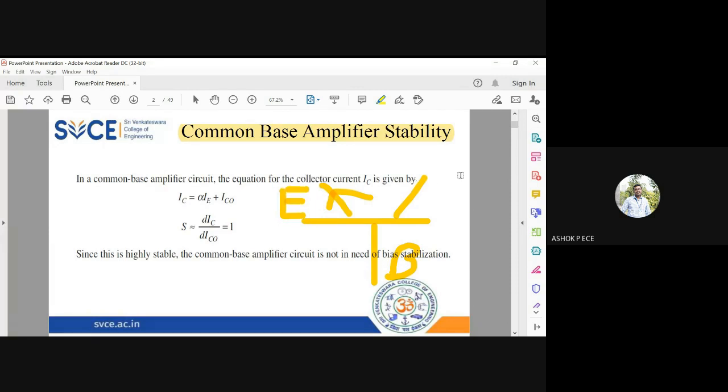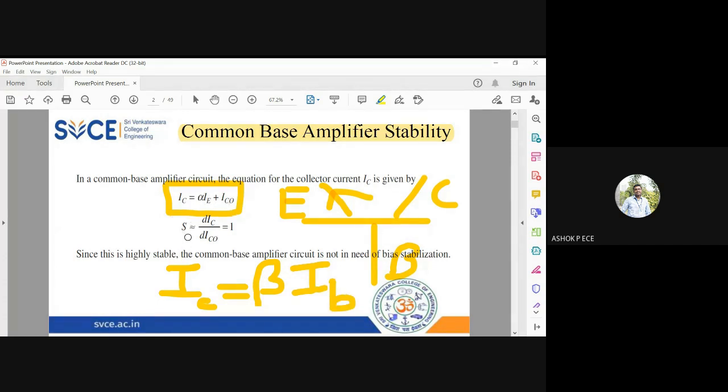There are three types of configurations: common base, common emitter, and common collector. Whichever term comes after the word common is the one that is grounded. So base is grounded, input is emitter, output is collector. This is the current equation for a common base amplifier: IC equal to alpha into IE. Similarly, for common emitter, you write IC equal to beta into IB. Same way here, IC equal to alpha into IE plus IC naught, where alpha is the current gain.